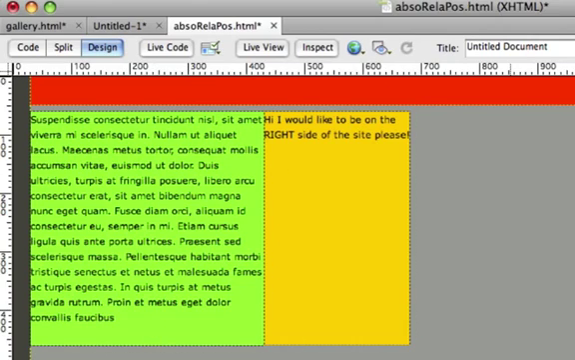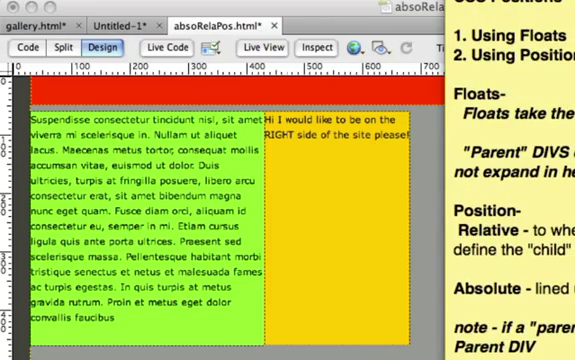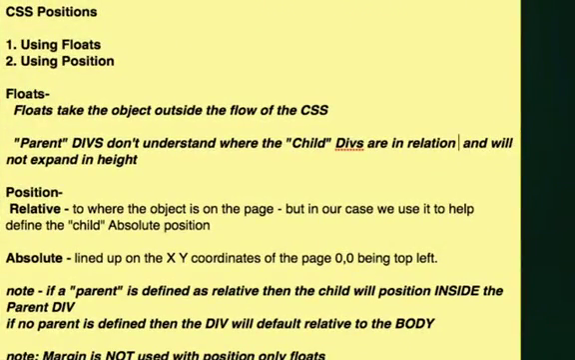This gets tricky though in a couple respects because, like I said, the objects are floating outside the flow of the document. What that really means is the parent div doesn't understand where the child divs are in relationship with themselves, and they won't expand their heights.